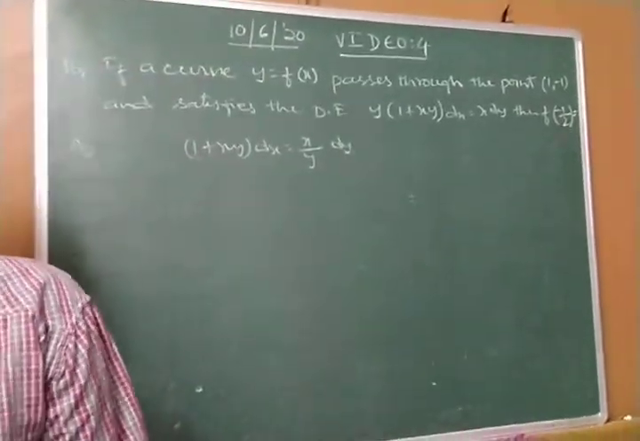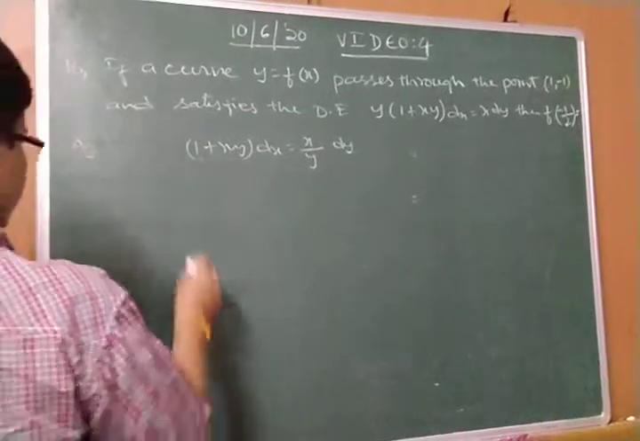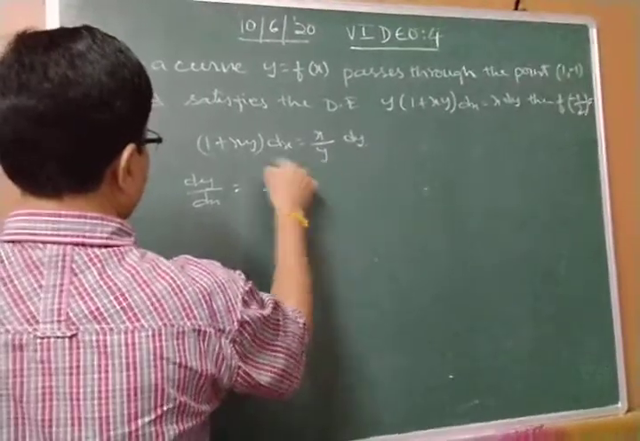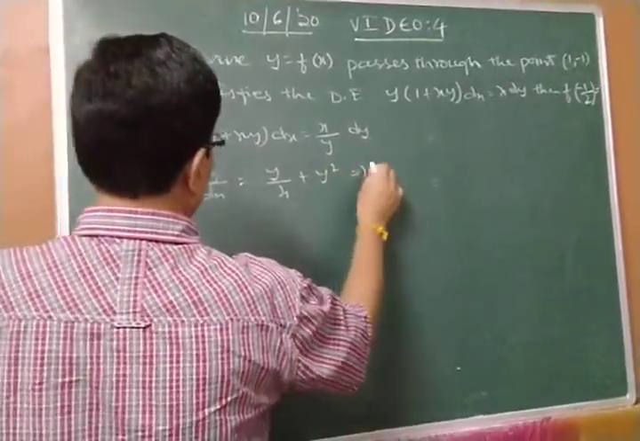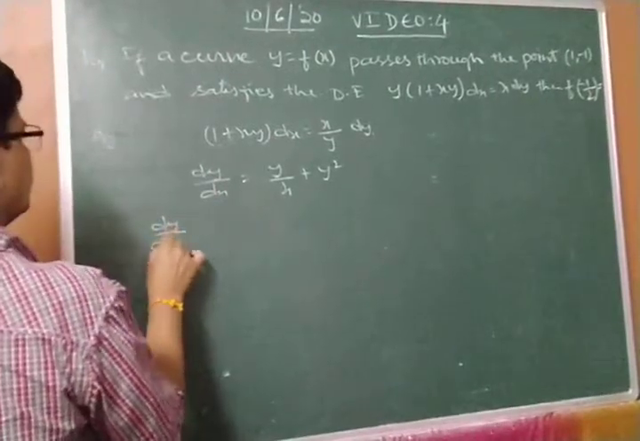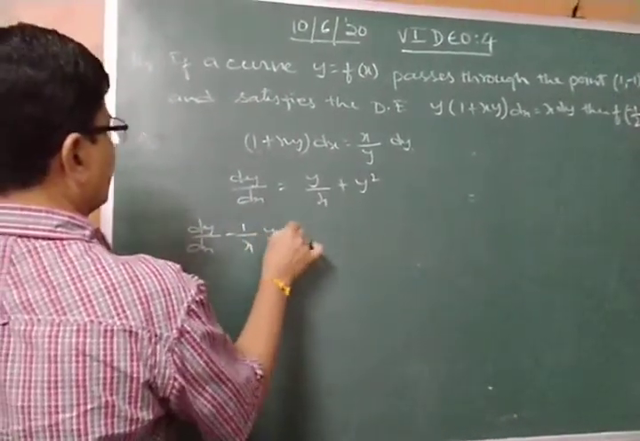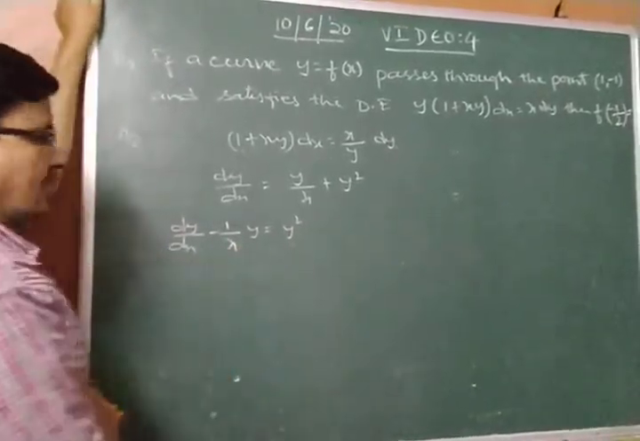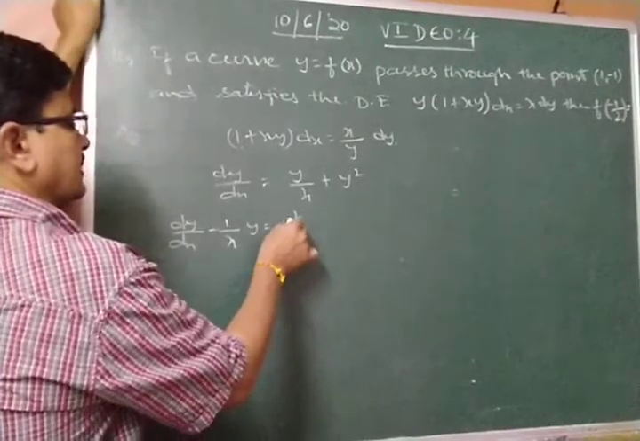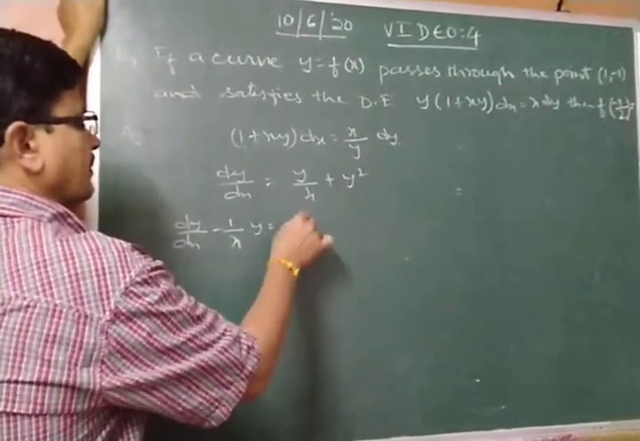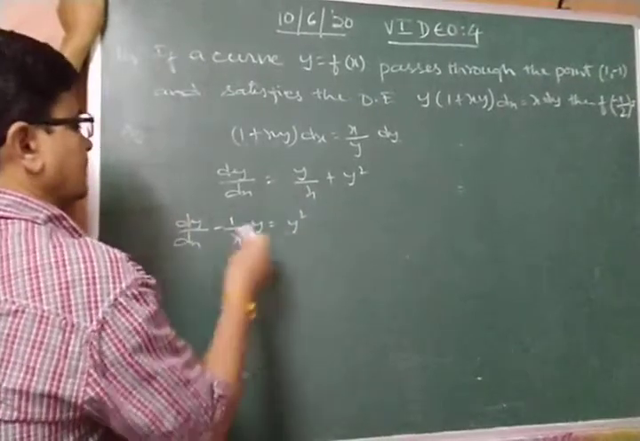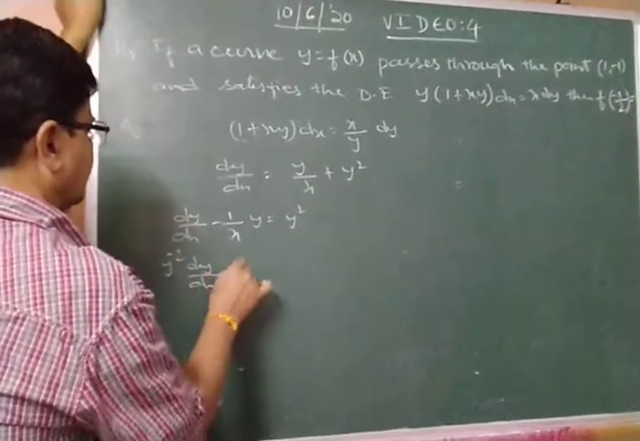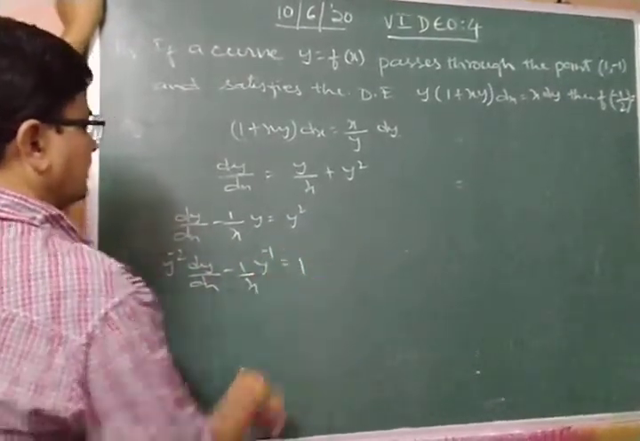Now dy/dx is equal to y/x + y². So that implies dy/dx - (1/x)y is equal to y². This is not in the standard form because it has y², while P is a function of x only. So dividing on both sides by y², we get y^(-2) dy/dx - (1/x)y^(-1) is equal to 1.